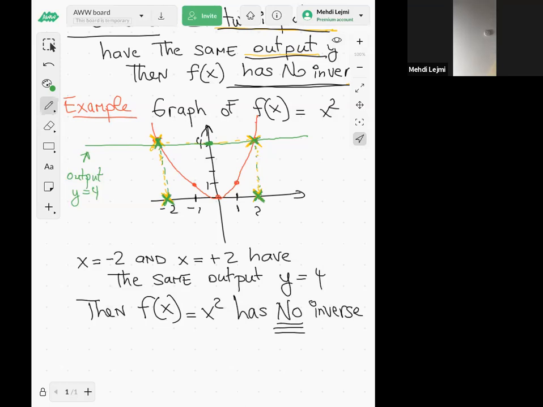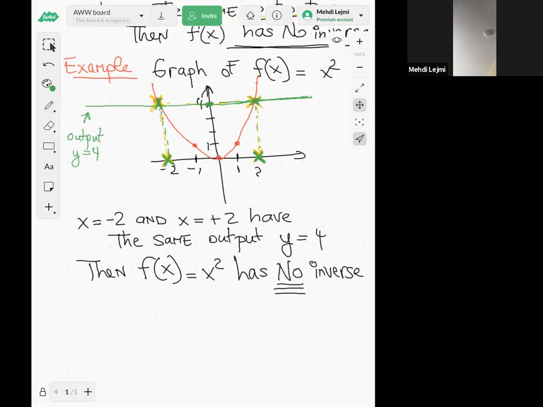So if your horizontal line intersects the graph at more than 1 point, so if it intersects the graph at 2 points, like here, all right, then it means that your function f has no inverse, because your output, which is represented by this horizontal line, actually has two possible inputs, right? So that's what we call the horizontal line test.